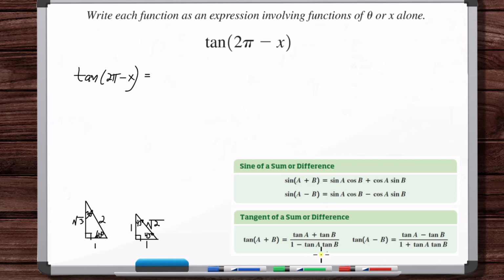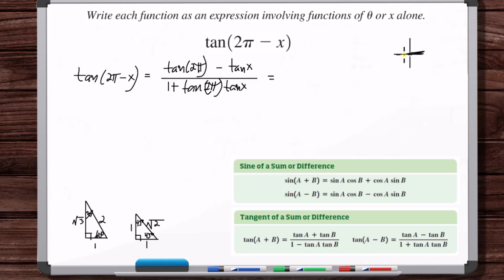Okay. Tangent 2 pi minus x, use the difference formula for tangent. So we've got tangent 2 pi minus tangent x over 1 plus tangent 2 pi tangent x. Okay, what is tangent of 2 pi? That theta is equal to 0. So tangent at 0, that's 0. So minus tangent x over 1. So it's just tangent of 2 pi minus x is minus tangent x.